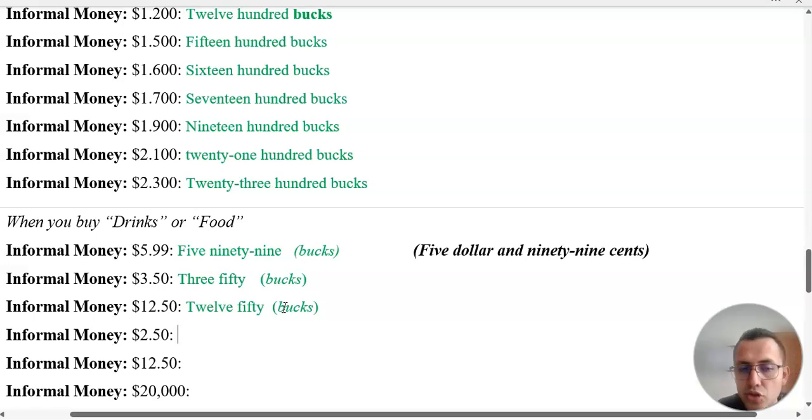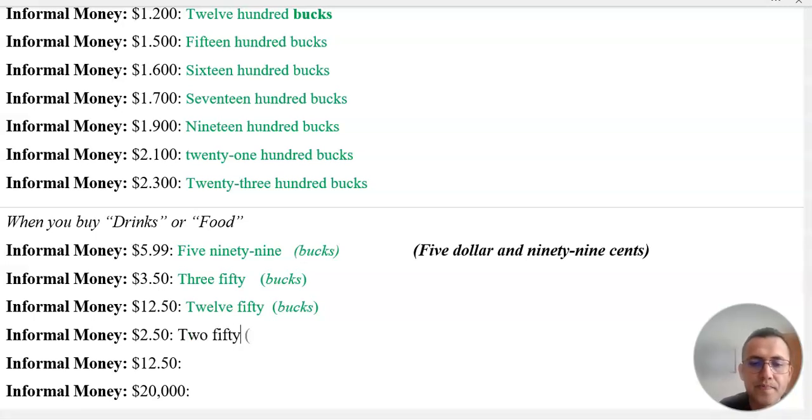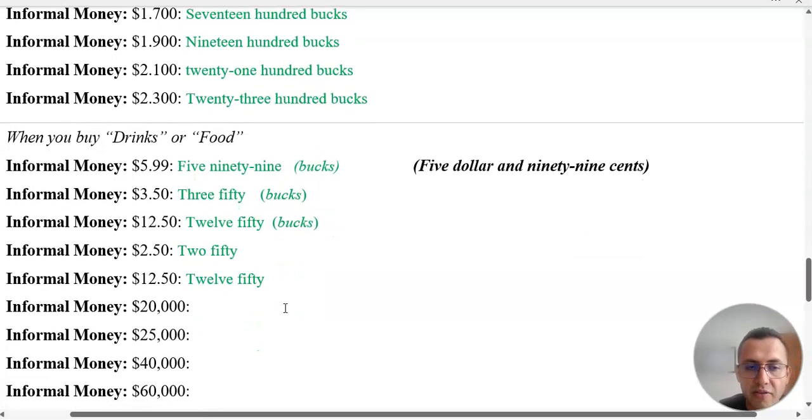Let's continue with this one. $2.50. 2.50. ¿Por qué utilizamos solo 50 y 99? Porque son las tarifas más comunes. Que algo valga tales dólares con 50 centavos o con 99 en el caso de las offers o de las ofertas. In the case of 12.50, 12.50. Y por último, or finally, we have this group of numbers.